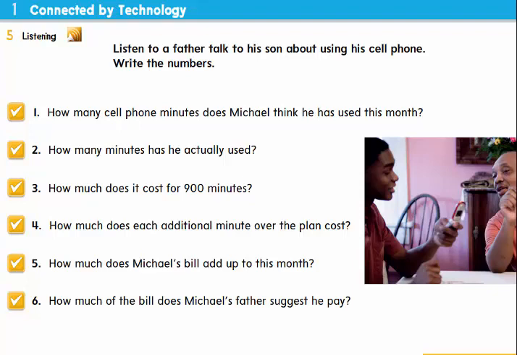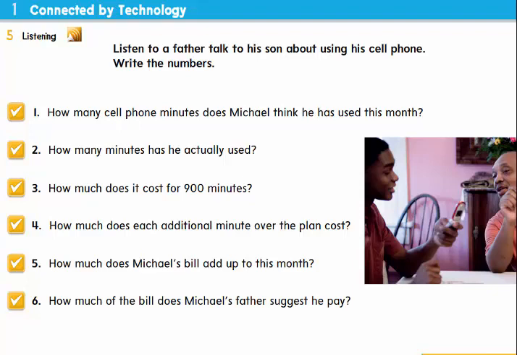Number one, how many cell phone minutes does Michael think he has used this month? Two, how many minutes has he actually used? Three, how much does it cost for 900 minutes? Four, how much does each additional minute over the plan cost? Five, how much does Michael's bill add up to this month? Six, how much of the bill does Michael's father suggest he pay? Now let's listen, then we'll try to answer these questions.